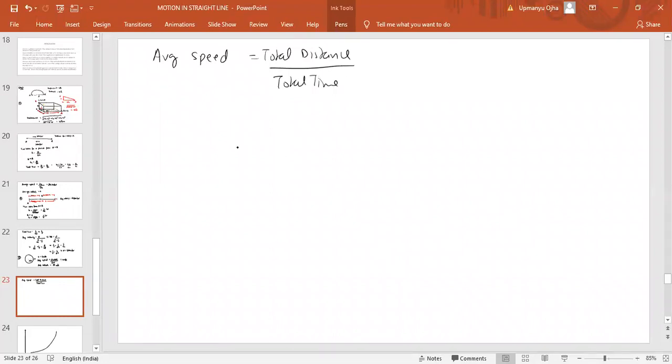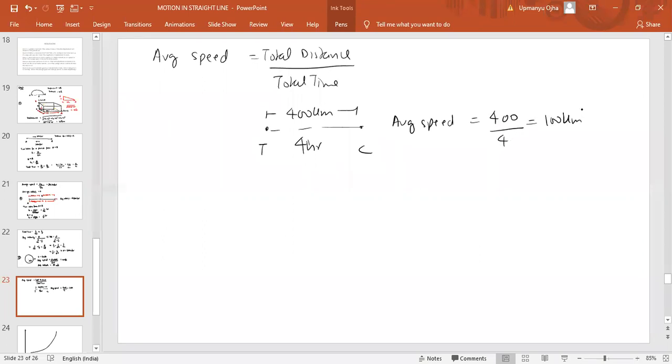Like I gave you one example also, when you're traveling from one city to another city, say from Trichy to Chennai. The distance, suppose it is 400 kilometers. Time taken is 4 hours. Then what was the average speed? Average speed would have been total distance by total time taken. That is 400 by 4 hours, which will come as 100 kilometer per hour. That is the average speed of the particle. Okay, 100 kilometer per hour.